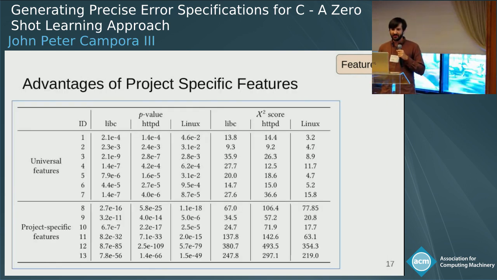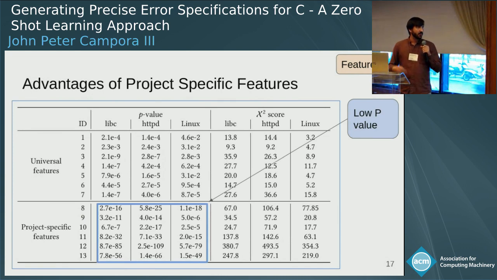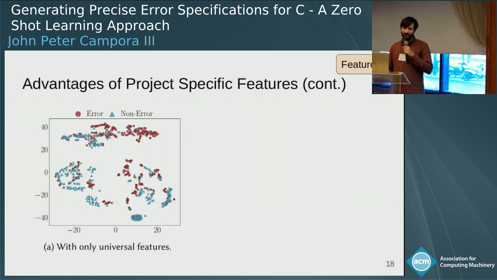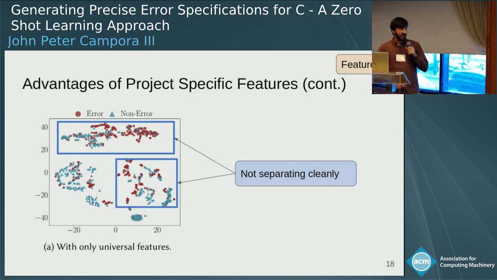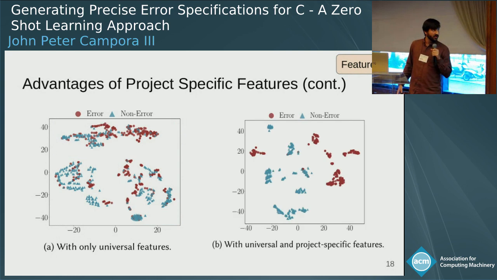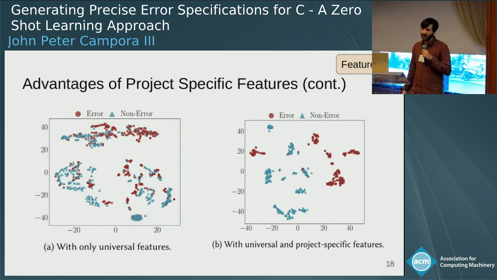So what are the advantages of these project-specific features? If we look at statistical measures, we get much lower p-values, which is good, and much higher chi-squared. This says that all these project-specific features that we learn are quite relevant. And I like a more visual intuition. This is a visualization of how our data looked when we were trying to separate error paths from non-error paths. At the top and on the right, you can see that it was hard to clearly separate this data. It's very muddled together when I was only using the universal features. But when I added project-specific features, we have a much clearer, easy separation. I can visually draw lines to separate these path predictions.